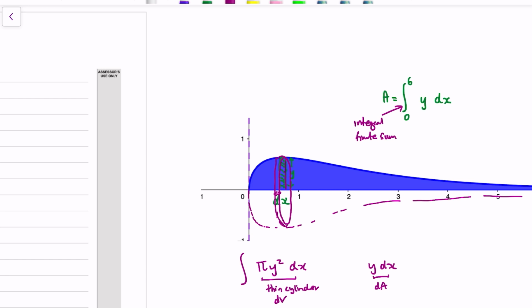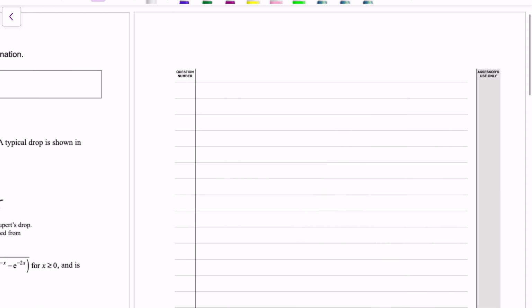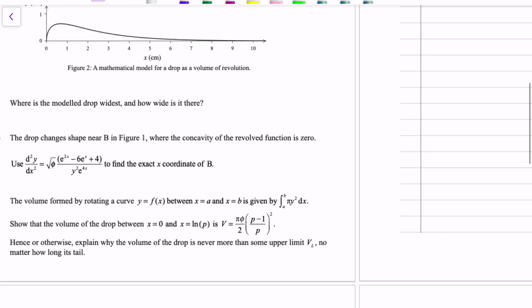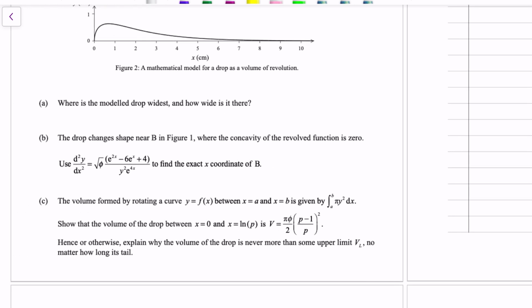Volumes are no longer in level 3. They used to be NCEA level 3. They got taken out. So if they want you to find the volume in a scholarship paper, they're going to give you the formula. And for this question, actually, they did. Down in the last part there, they say the volume is given by the integral of pi y squared dx. You're not expected to derive that, just use it.